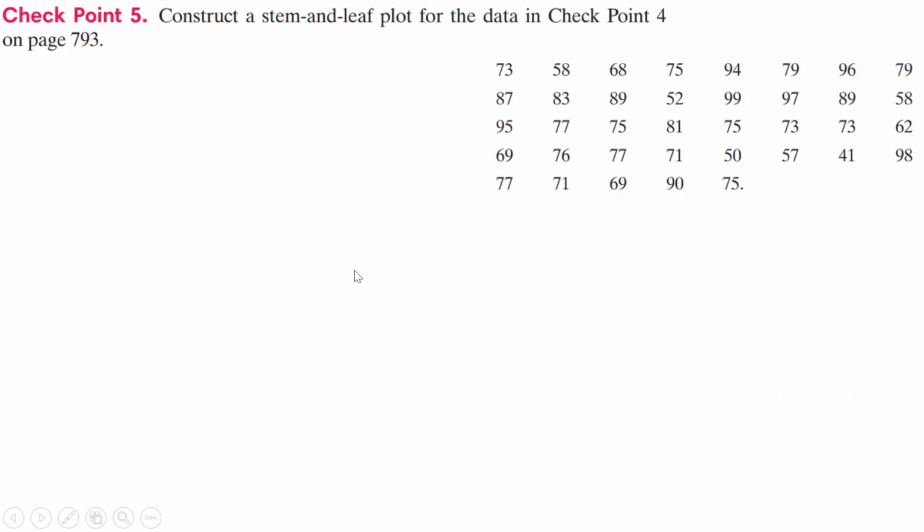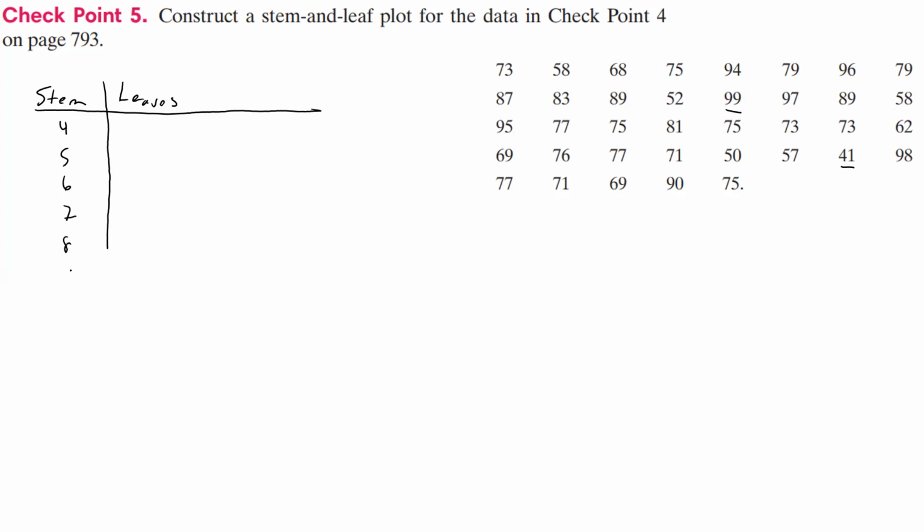Now let's see if we can make one for our set of data. Again, we're going to have a stem and we're going to have leaves. Our stem, 40 is the smallest and 99 was the largest, so we're going to have 4, 5, 6, 7, 8, 9. And again, we're just going to go across and write the numbers.